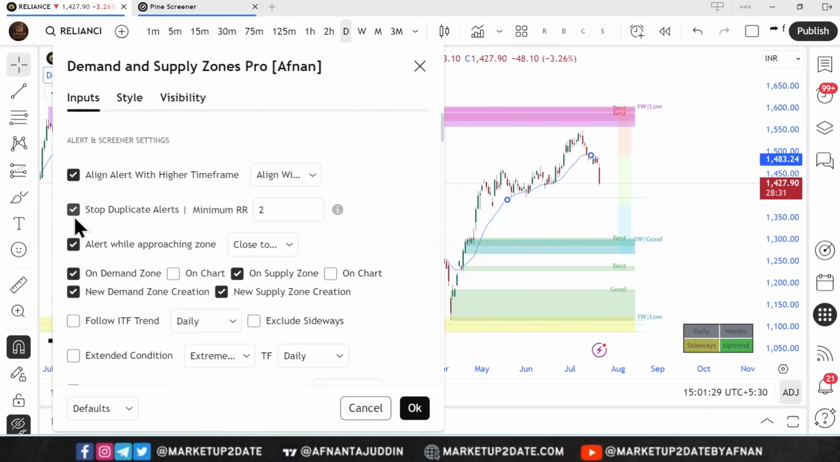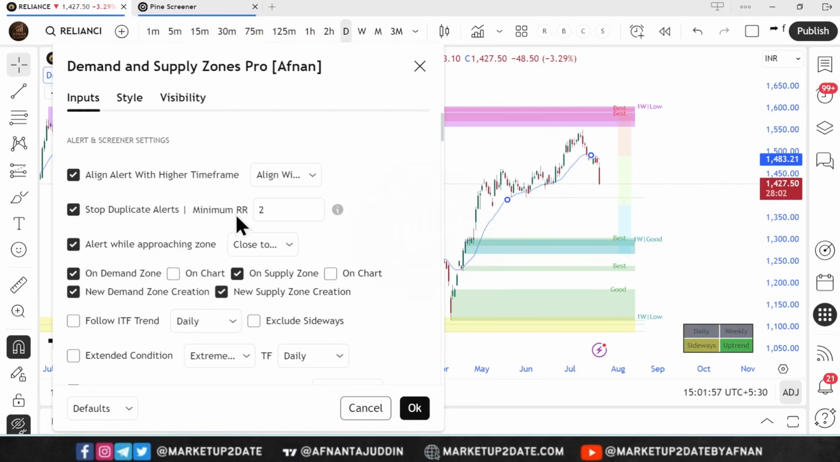We have minimum risk to reward filter. This powerful filter acts as a built-in trade manager. It checks if there is enough room for the trade to run before hitting an opposing zone. For example, if you set this to 2.0, an alert for a demand zone will only fire if the distance to the potential target is at least twice the distance to your stop loss, or if there is no opposing zone in sight for a great distance. This automatically filters out low-reward setups.